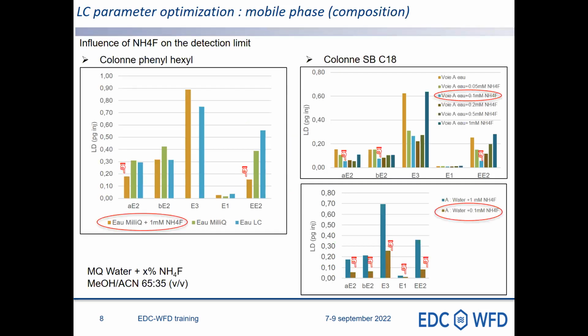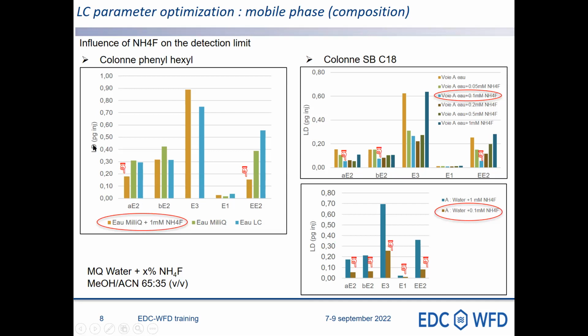The first point that we would like to discuss is the importance of the mobile phase in terms of composition. So we have investigated different types of composition. Here is just an overview of a small part of all the work that has been undertaken by all the partners, but here an example that shows that with mobile phases including NH4F, you can really increase the sensitivity of the instrumentation.